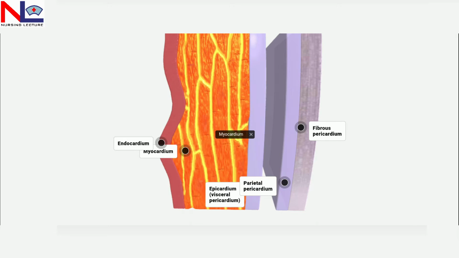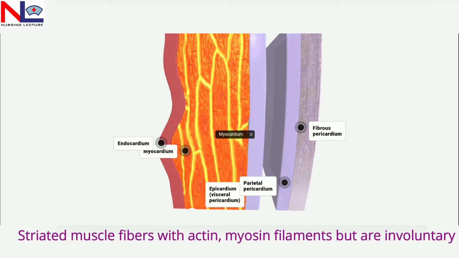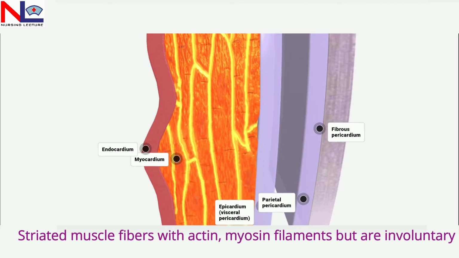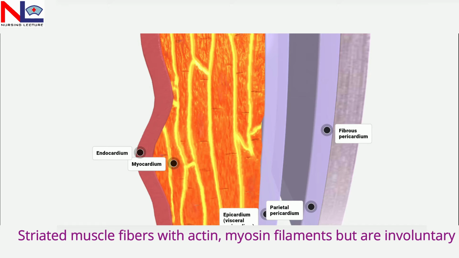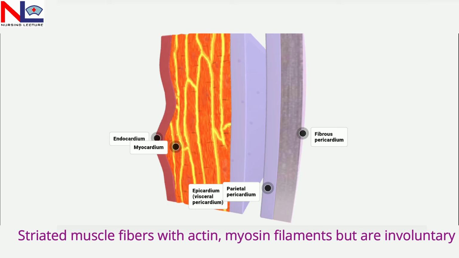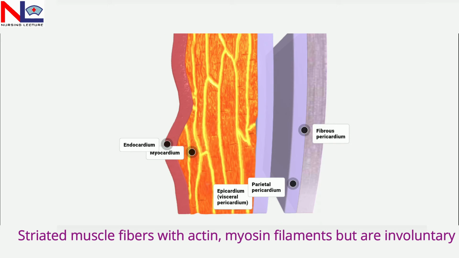Next comes the middle lining, that is called the myocardium, and this myocardium is similar in structure to skeletal muscle tissue. Likewise, in skeletal tissue, these also contain striated muscle fibers. Striated means that they contain alternate bands of actin and myosin filaments which look striated, but unlike the skeletal muscle fiber, these are not under voluntary control, whereas these are under involuntary control, as humans cannot stop the heart beating.